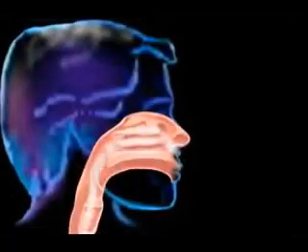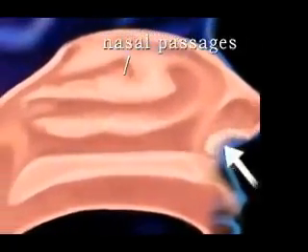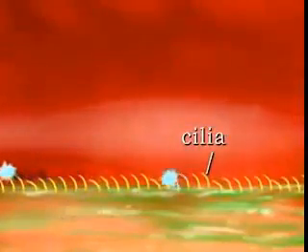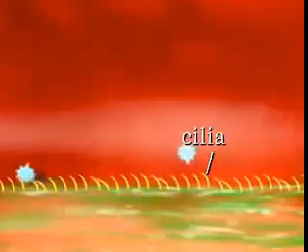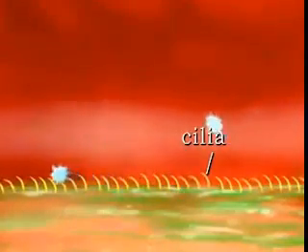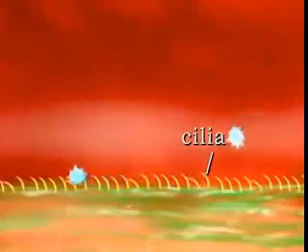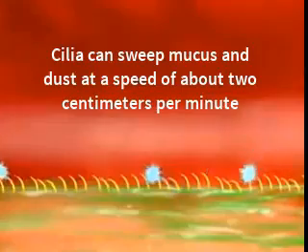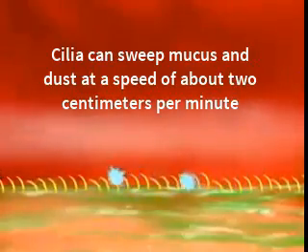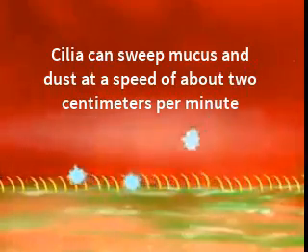When we inhale, air typically enters through our nose into the nasal passages. While in the nasal passages, mucus and microscopic hair-like membranes called cilia trap the dust and germs from the air. The cilia can sweep mucus and dust at a speed of about 2 centimeters per minute, like a slow escalator.